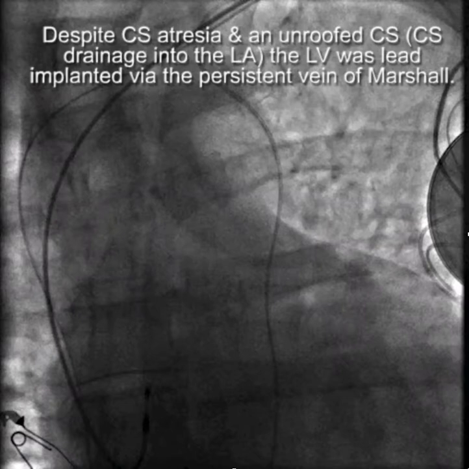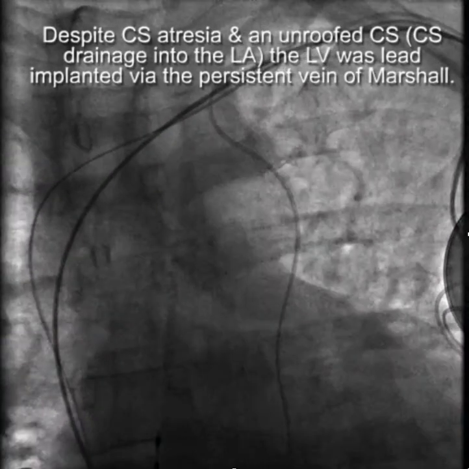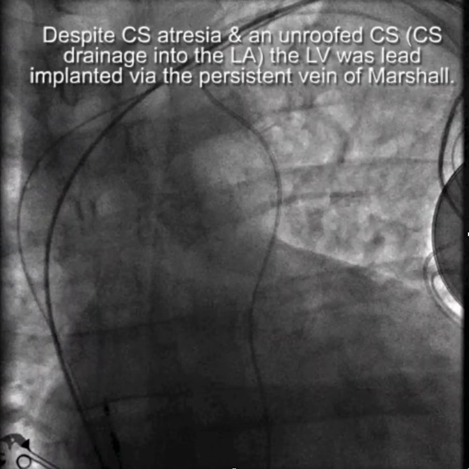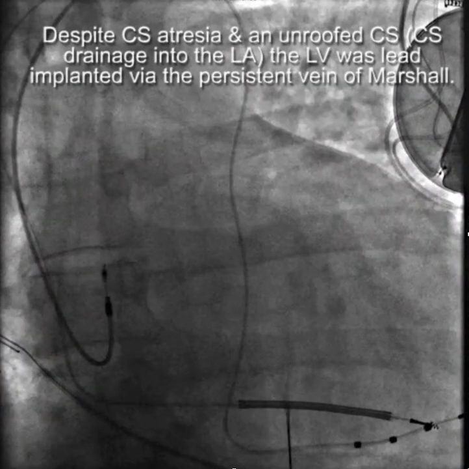Now it's important to provide enough slack in the lead so that when the patient takes a deep breath, it doesn't pull the lead out, which is a little bit tricky. So you want to make sure this has as much slack in it as possible, and put a little bend down there as well.